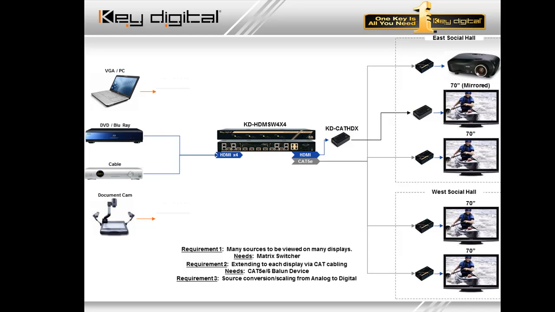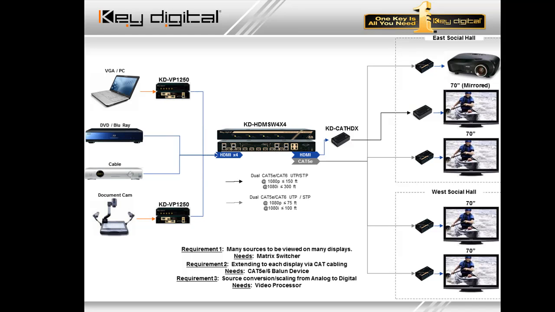And now we have source conversion, our VGA computer, our document camera, also VGA, going into that HDMI system. We're going to need to do that formatting up front, therefore utilizing 2 of the KD VP1250s, 1 per source. And here's those distances right there if you'd like to take a note.